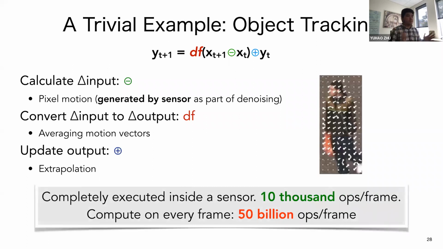So I'll just show you some headline results. If you run a heavy-duty object tracking neural network versus using our approach, which is to execute the whole thing inside the sensor, we can reduce the total number of MAC operations per frame by over 6 orders of magnitude, right? That shows the benefits or the efficiencies of this approach.